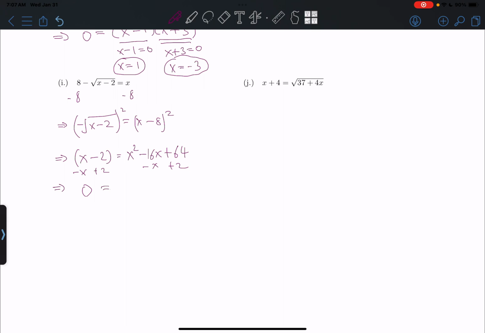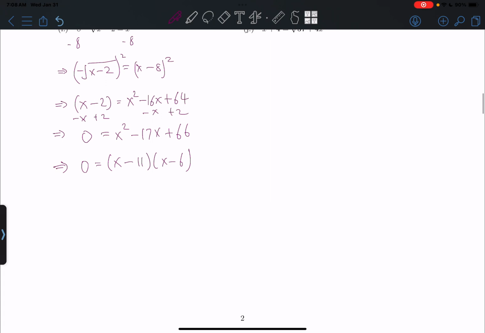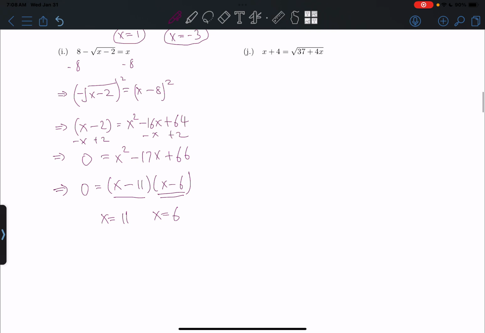So we get 0 equals x squared minus 17x plus 66. Again, very easy to factor here. Set this equal to 0, you get x equals 11. Set that equal to 0, you get x equals 6. Now these are not your answer just yet, you have to double check, right, in case any one of these are extraneous.